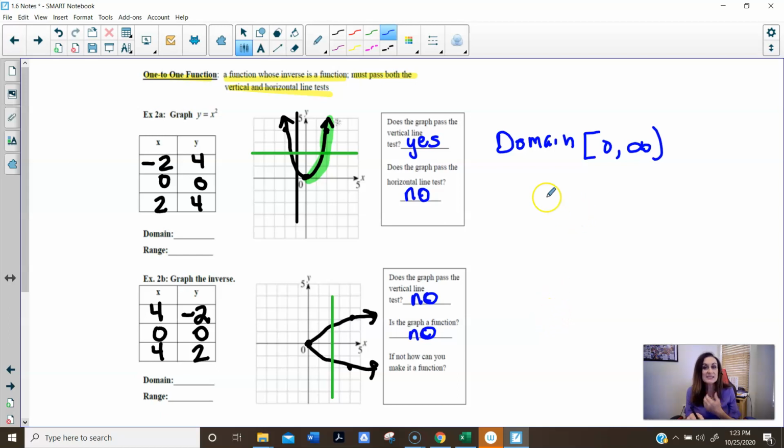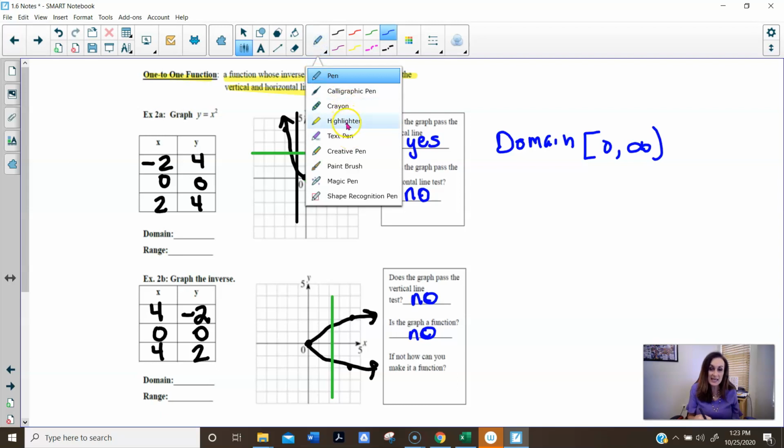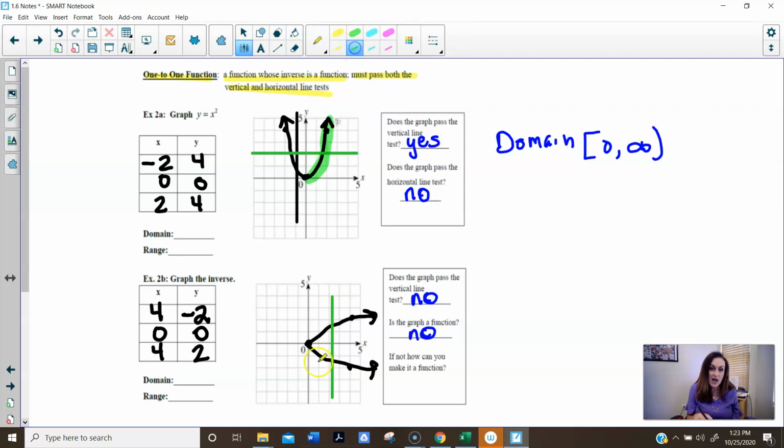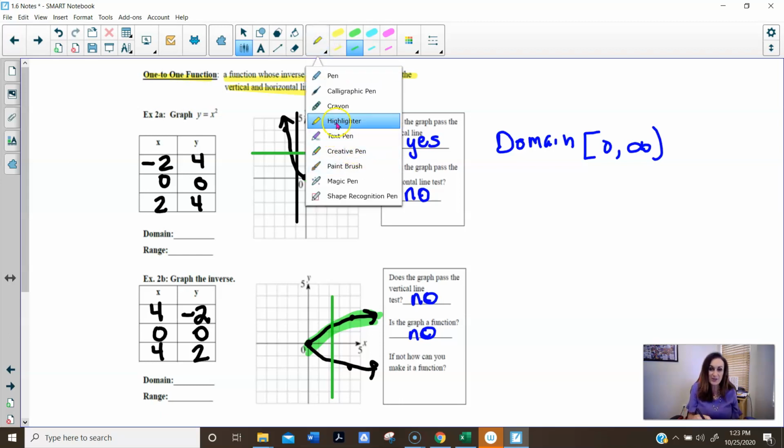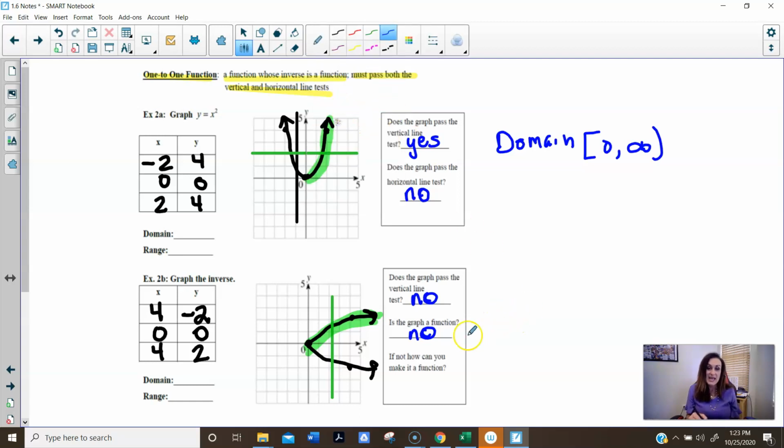Now, if that's my new domain, then when I come down to the inverse, I'm only going to be using this part of the function. And that means now it passes the vertical line test, which means it is a function. And so this new domain is going to be 0 to infinity.